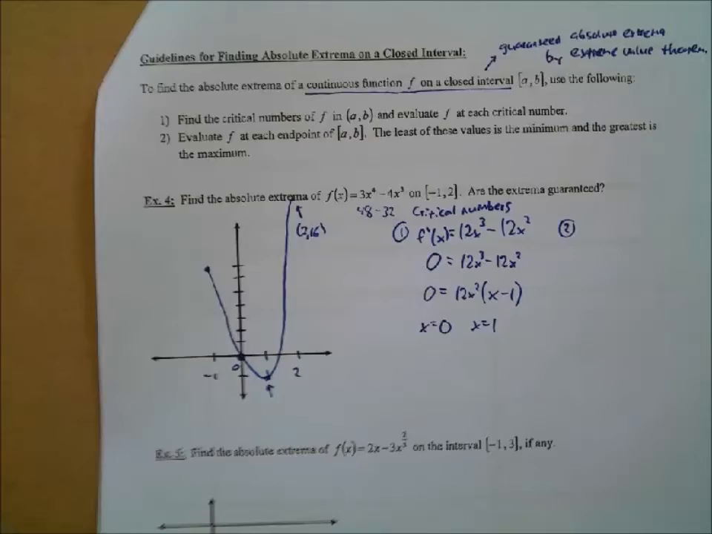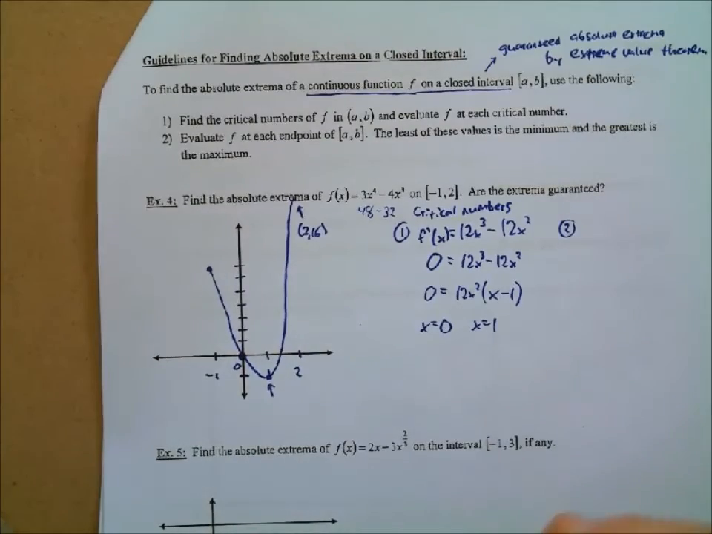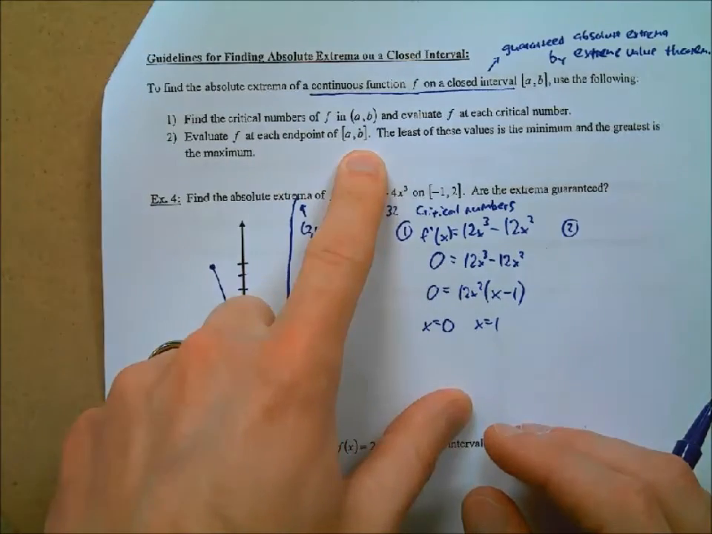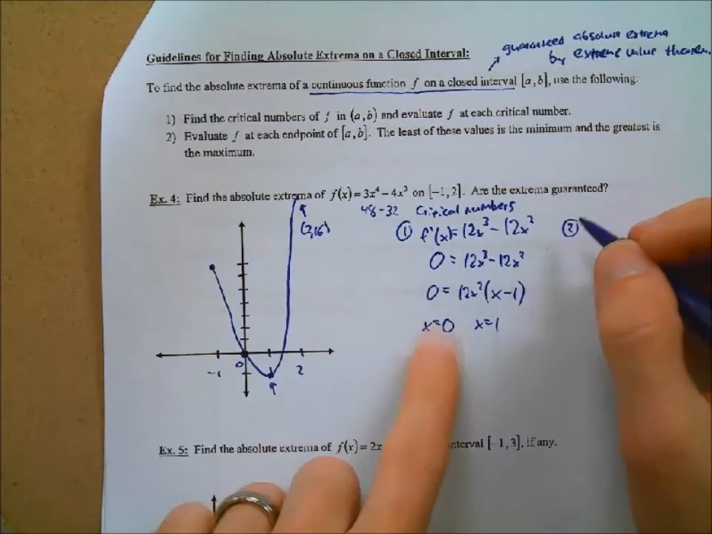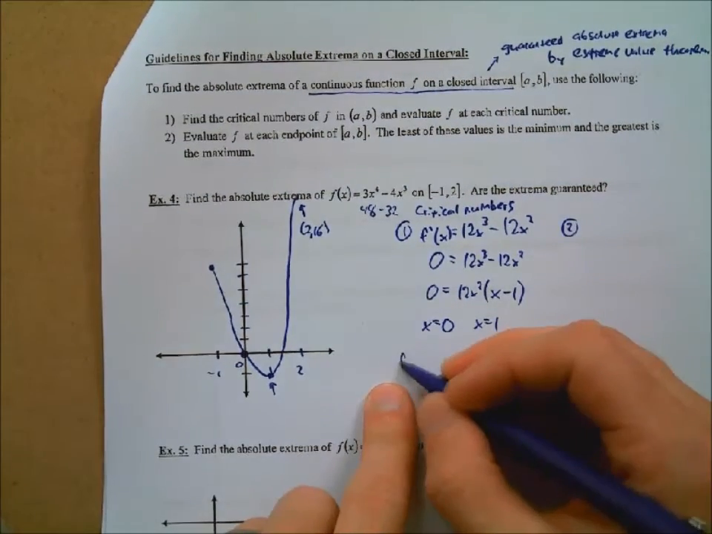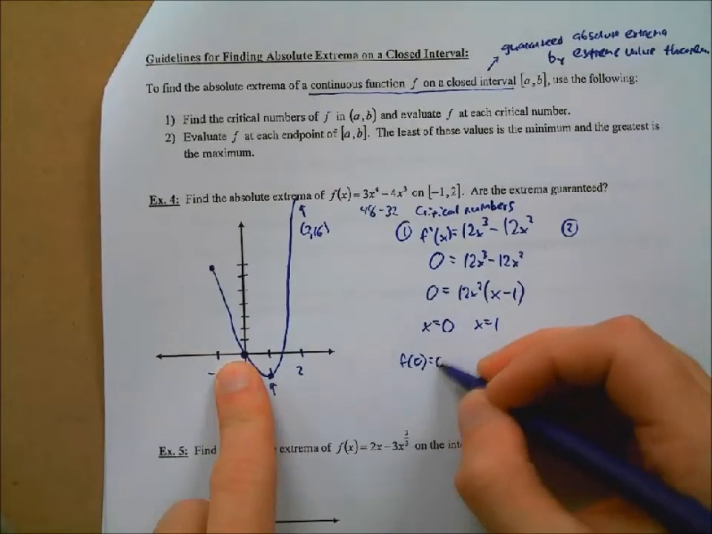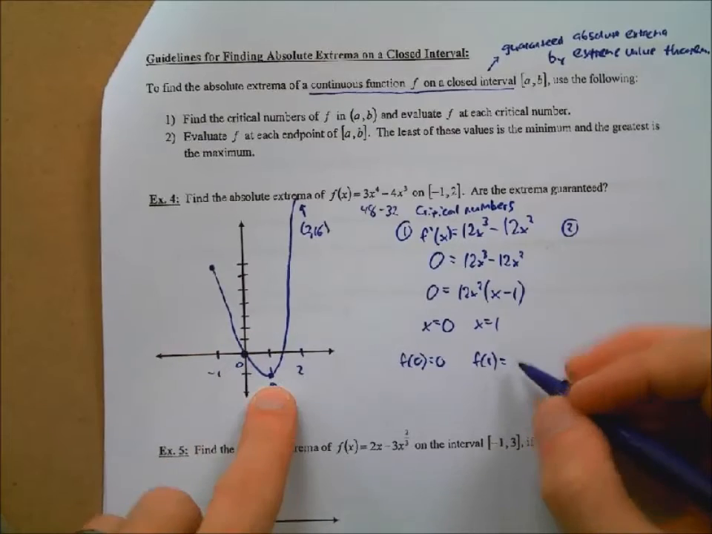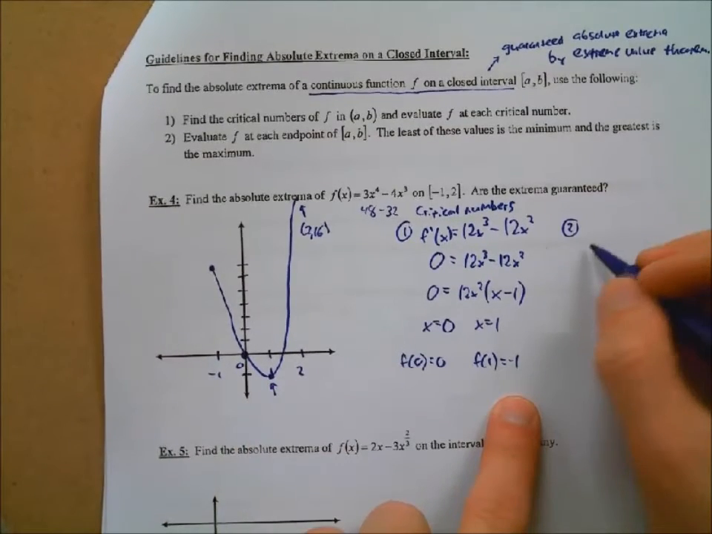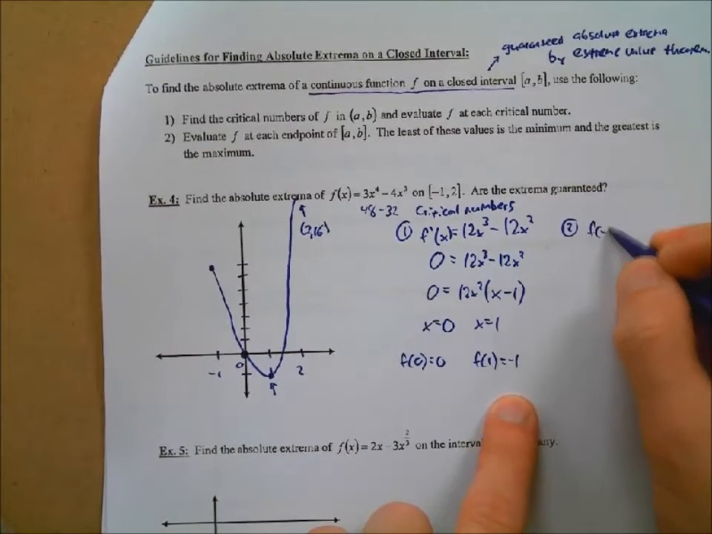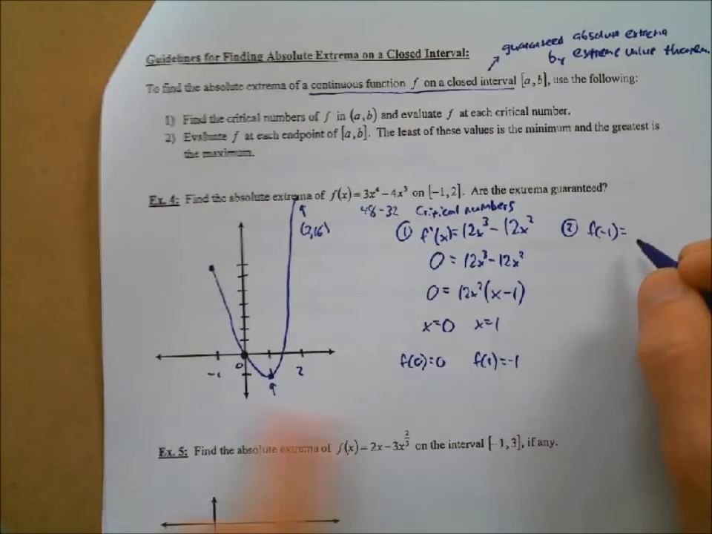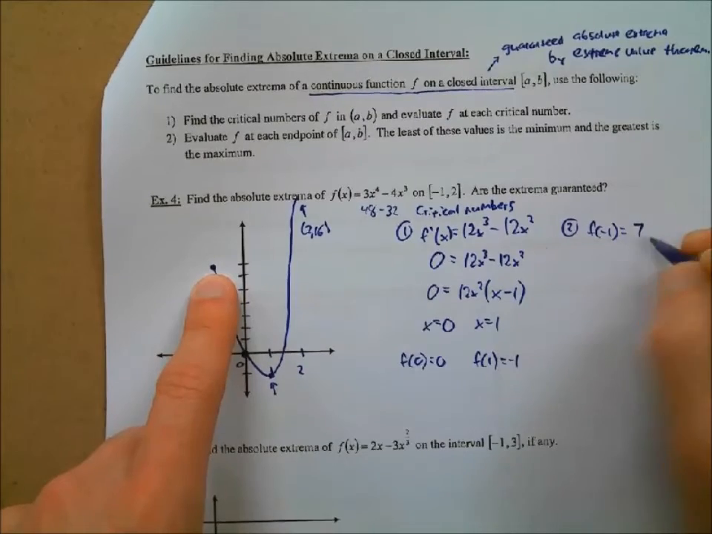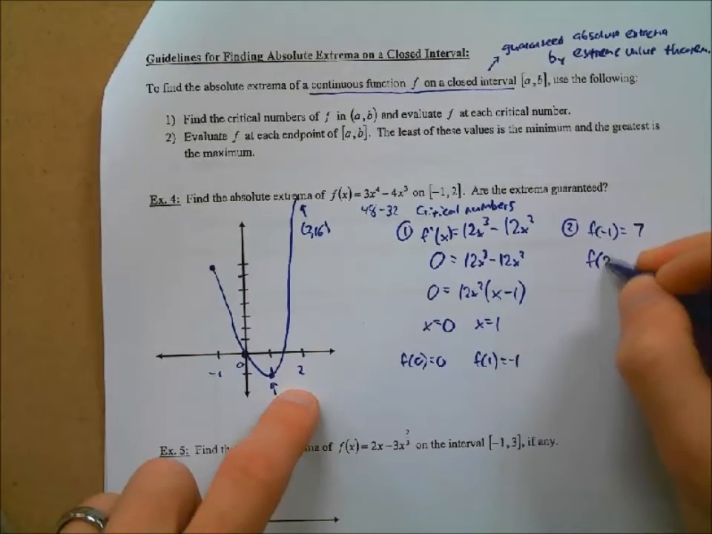Okay. Number 2, evaluate f at each endpoint of AB. Okay. So here's what we're going to do. We'll plug in 0. So f of 0, we already found that. It was 0, right? F of 1, we'll plug 1 into our function. So that was -1. We got that. And then we'll also evaluate at the endpoints. So f of -1, which we said was 7, I believe, right? And then f of 2, which we said was 16.